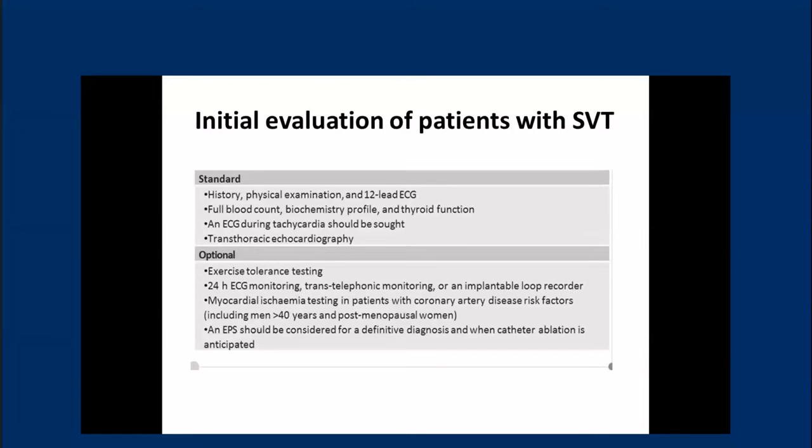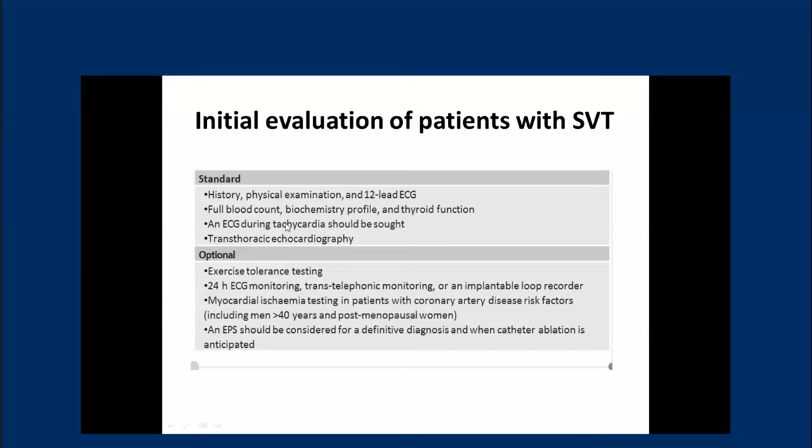And during the initial evaluation, the history, as we said, the physical exam. The physical exam, if the patient is present during the episode of tachycardia, can reveal the neck pounding, or what we call the frog sign, in the jugular veins of these patients, particularly in AVNRT. Otherwise, other signs of structural heart disease are not seen. And the ECG during the period of the arrhythmia can help us determine the type of the SVT.